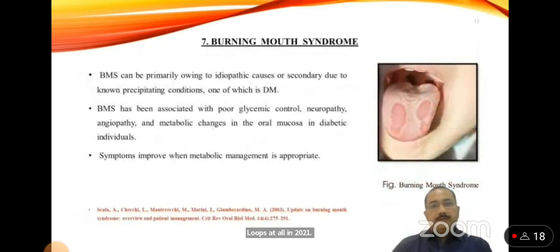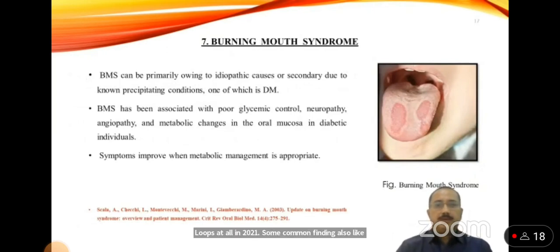Another common finding is burning mouth syndrome, where there are idiopathic causes or it is secondary to known precipitating factors, one of which is diabetes mellitus. Burning mouth syndrome has been associated with poor glycemic control, neuropathy, angiopathy, and metabolic changes in the oral mucosa in diabetic individuals. Symptoms improve when metabolic management is appropriate.